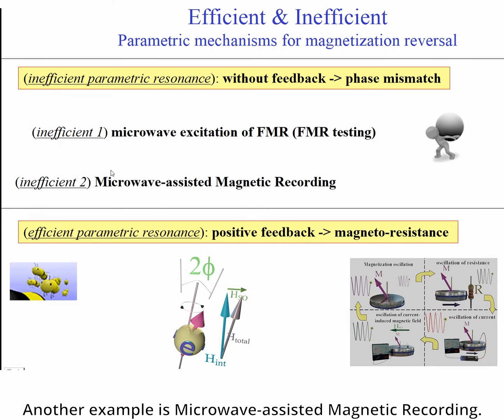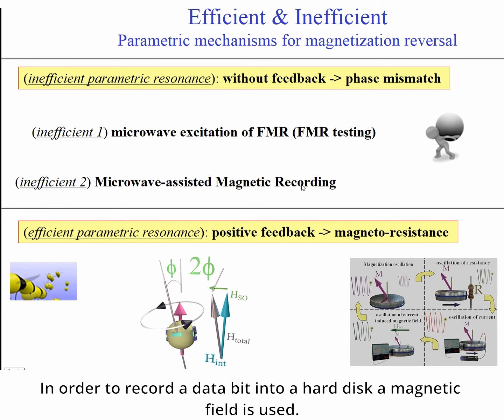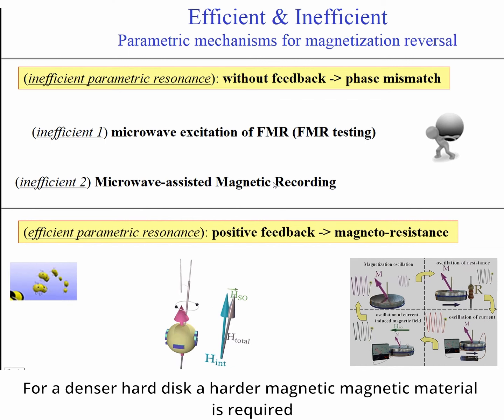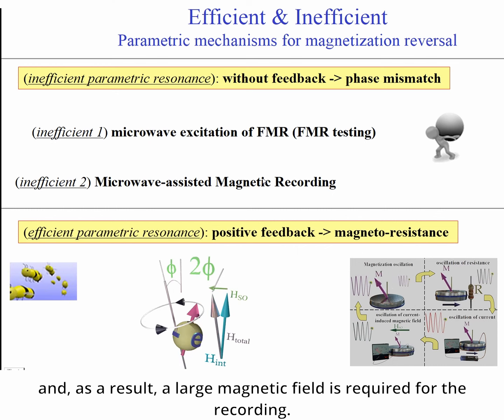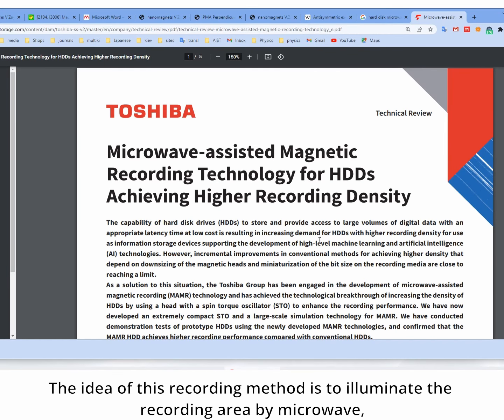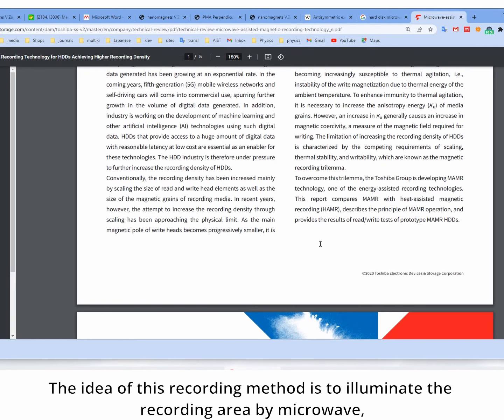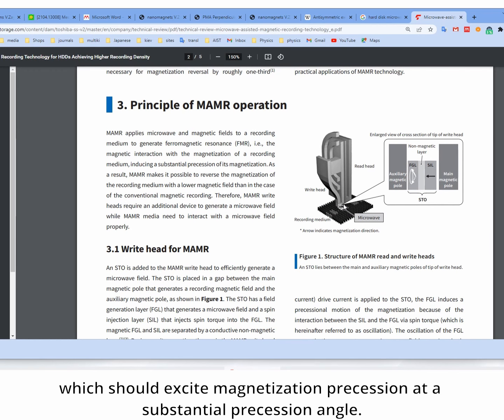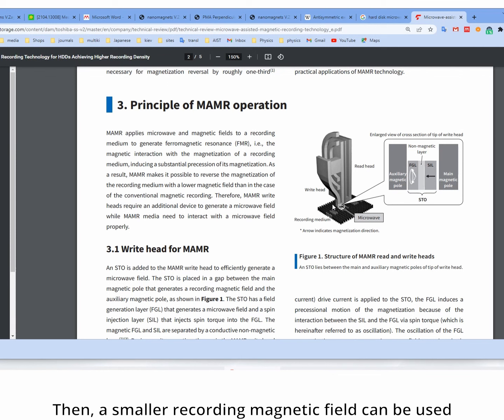Another example is microwave-assisted recording. In order to record a data bit into a hard disk, a magnetic field is used. For a denser hard disk, a harder magnetic material is required, and as a result, a larger magnetic field is required for the recording. The idea of this recording method is to illuminate the recording area by microwave, which should excite magnetization precession at a substantial precession angle. Then, a small recording magnetic field can be used in order to reverse the magnetization during such precession.